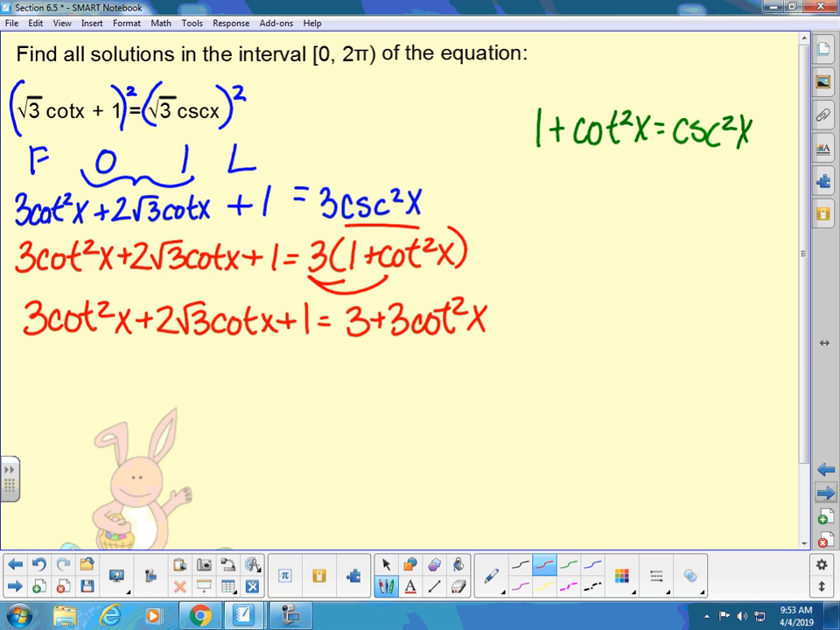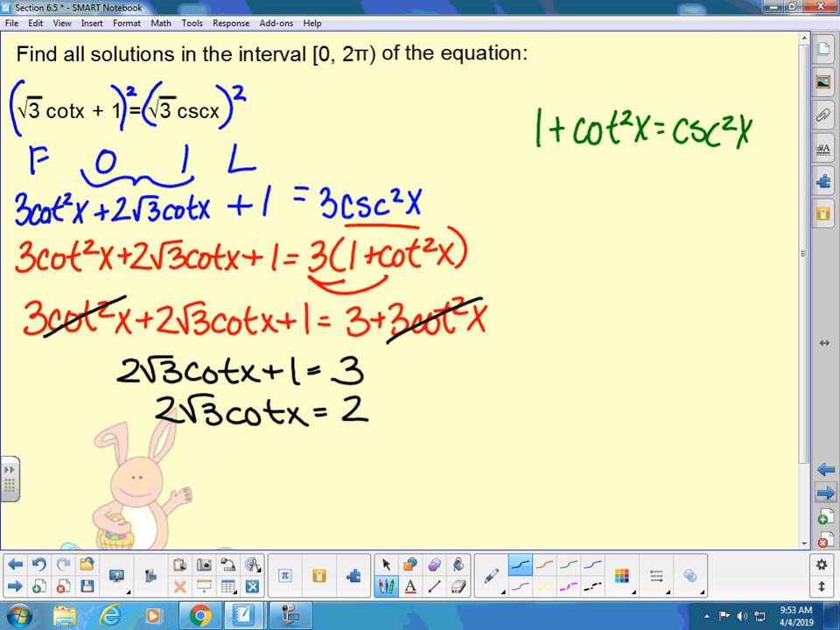This is definitely a quadratic. You can see the squared there. So in any good quadratic, we know the next step is get it equal to 0. When I try to get it equal to 0, if I subtract 3 cotangent on both sides, it's actually just going to cancel here. So you do not have to solve a quadratic. You can just get that one lonesome cotangent alone. Okay. Subtract 1. Divide by 2 rad 3, which the 2's will cancel, so you'll just have 1 over rad 3.